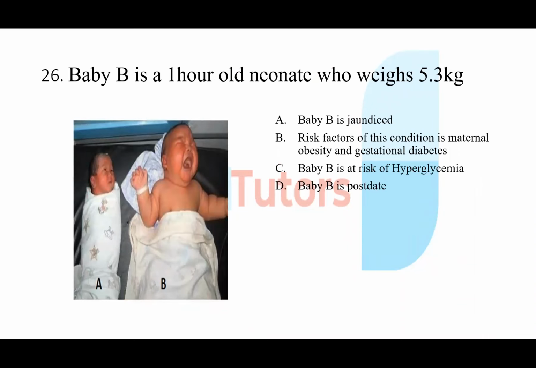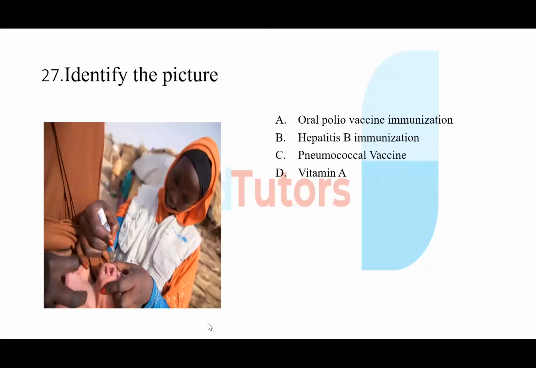And baby B is post-date. We don't have the evidence to say that baby B is post-date. Baby B could be a term baby that is not post-date and still have a big size like this if the risk factors such as maternal obesity and gestational diabetes mellitus are present. So next slide, please.